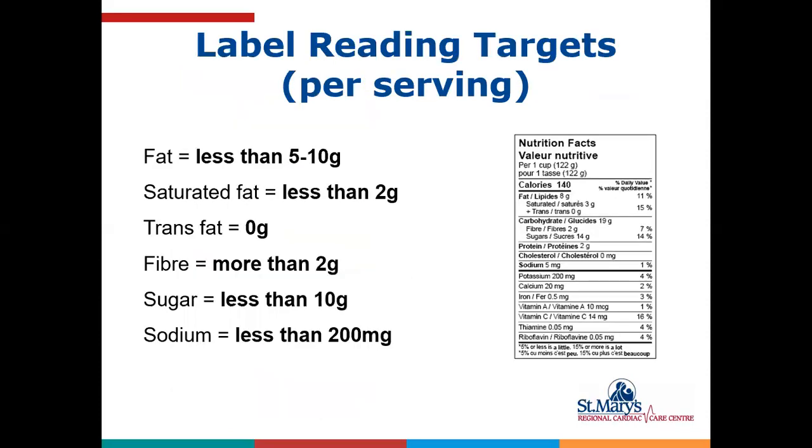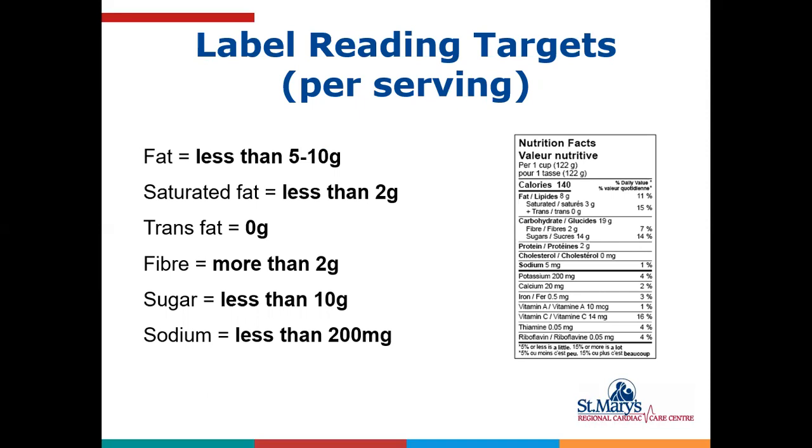Now, if we take a little bit of a look at the targets per serving that you want to look for. For heart health, for fat, we want less than about 5 to 10 grams per serving. Saturated fat, we want less than 2 grams per serving. Trans fats, we want 0. Now, you're going to notice that food products contain very little to no trans fats anymore, as they've been eliminated from our food supply. Fiber, ideally, we want more than 2 grams. This is going to be of some benefit. Sugar, less than 10 grams, and sodium, less than 200 milligrams.